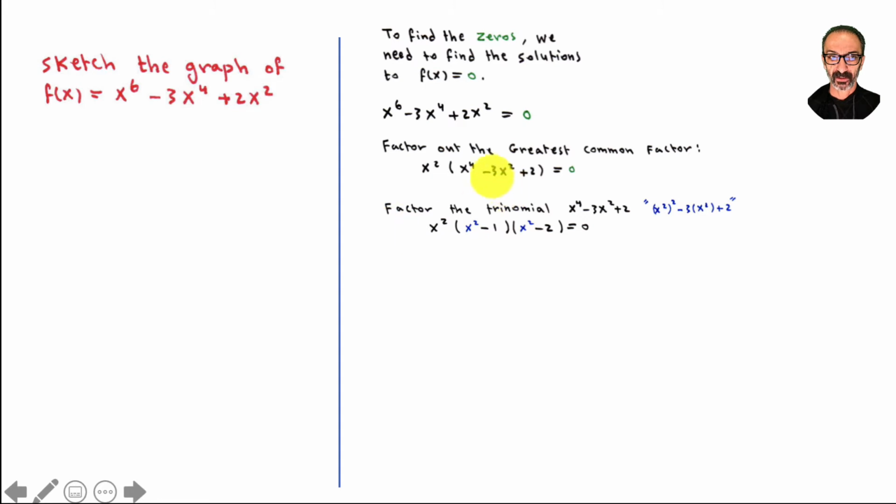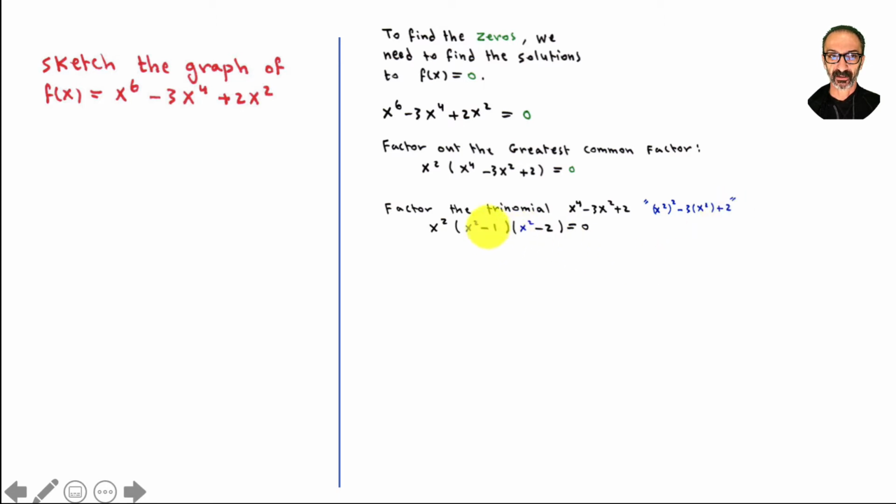Now, the inside part is a trinomial, 3 terms. We could still factor it, but take a look. X to the 4th minus 3x to the 2nd plus 2, it's actually something like this: x to the 2nd, to the 2nd, minus 3x to the 2nd plus 2. So it's almost like a to the 2nd minus 3a plus 2. So I could still factor it this way: x to the 2nd minus 1 and x to the 2nd minus 2. When you multiply minus 1 times minus 2, that's positive 2.